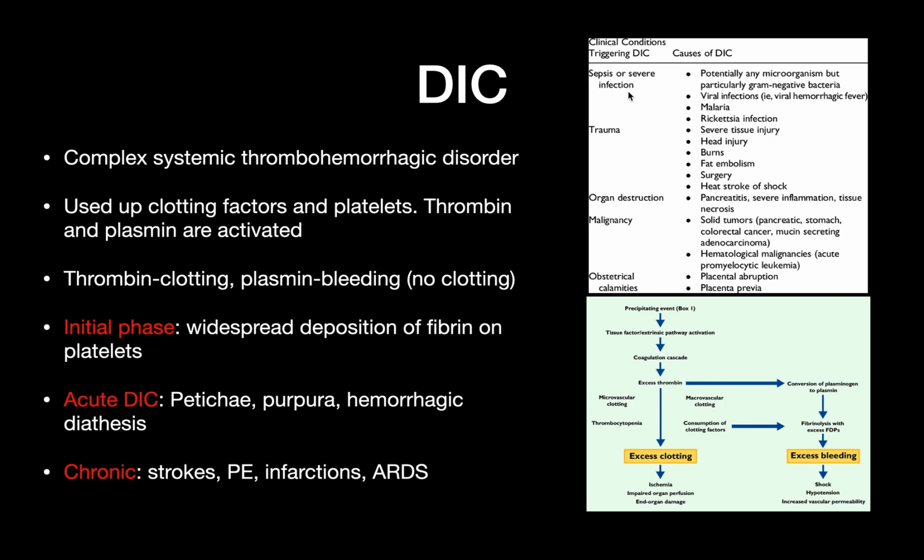There's a lot of causes for DIC. It can be sepsis, trauma, organ destruction, malignancies, and placental abruption, placenta previa. First there's going to be the excessive clotting that causes the ischemia and the end organ damage, and then thanks to the conversion of plasminogen to plasmin, fibrinolysis is going to cause the excess bleeding, which is going to lead to shock, hypotension, and increased vascular permeability. Both will kill.